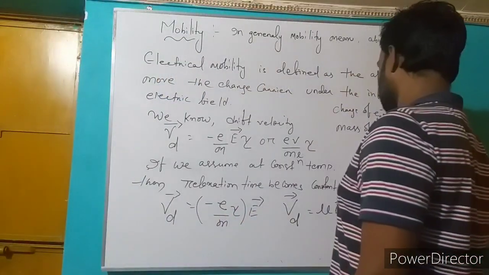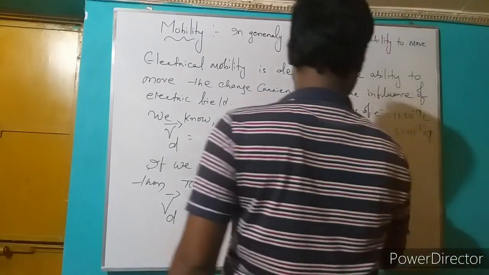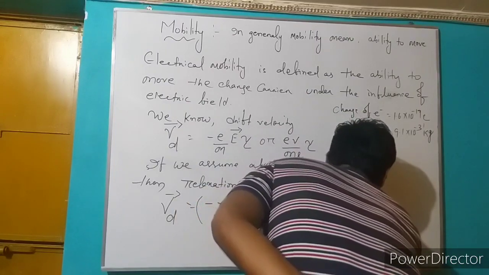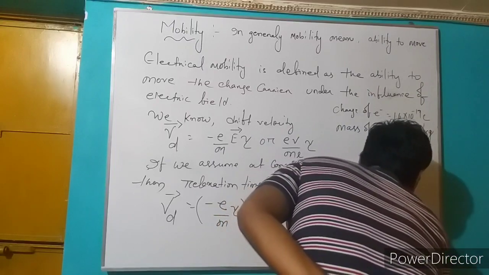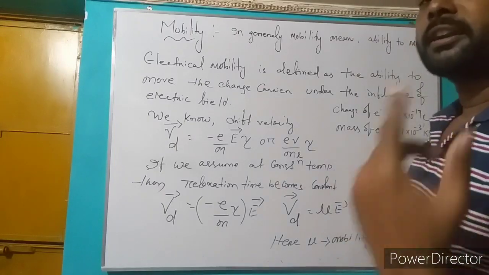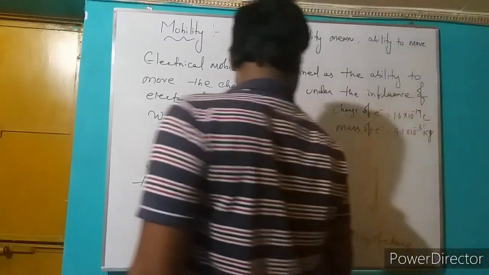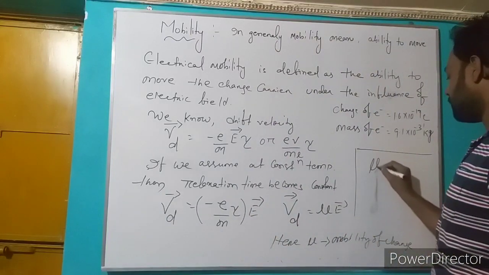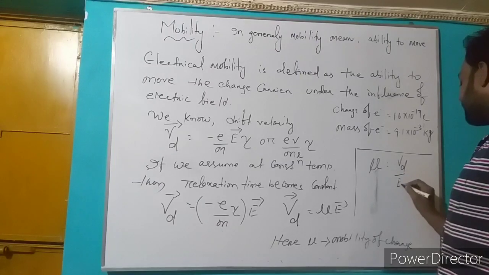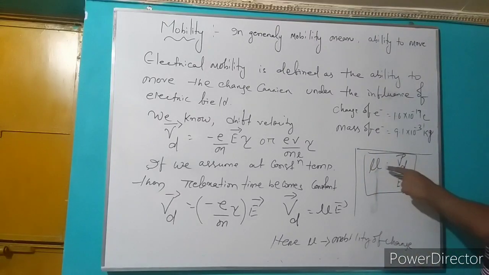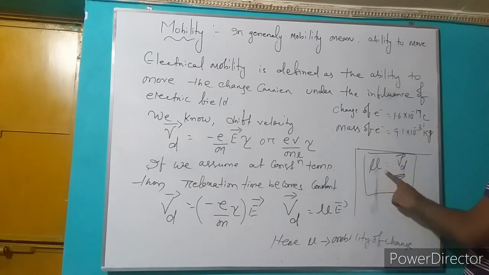So mu represents mobility of charge. Whether that charge is positive or negative. Clear? So from the above consideration, mu also has another definition. So mu equal to drift velocity per unit electric field. From the above formula, we can say that the mobility of charge carrier is the ratio of drift velocity per unit electric field.